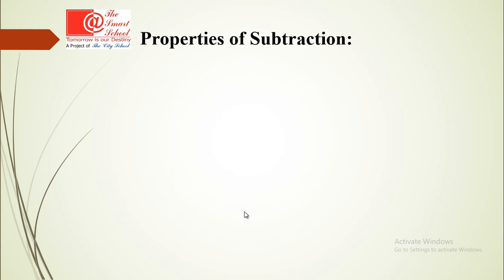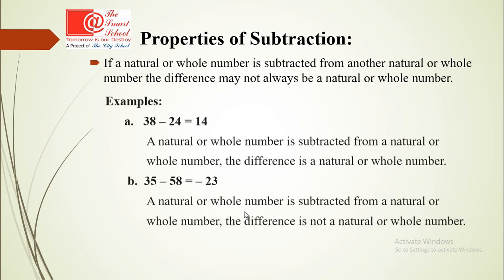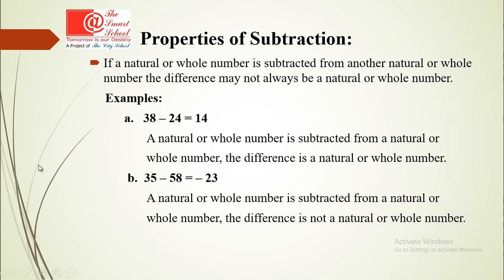Now properties of subtraction. If a natural or whole number is subtracted from another natural or whole number, the difference may not always be a natural or whole number. For example, we will subtract 24 from 38, the answer is 14. It means when a natural or whole number is subtracted from a natural or whole number, the difference is a natural or whole number. But in the other case, when we subtract 58 from 35, the answer is minus 23.